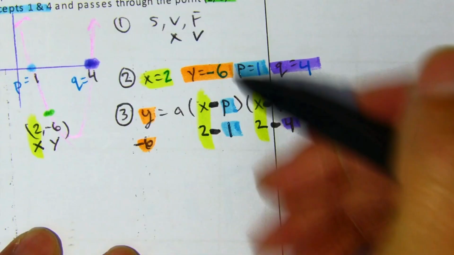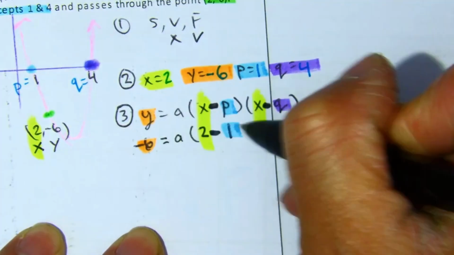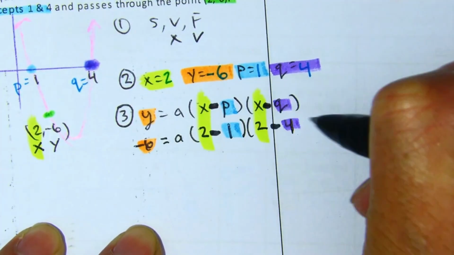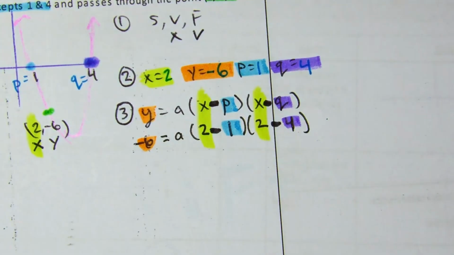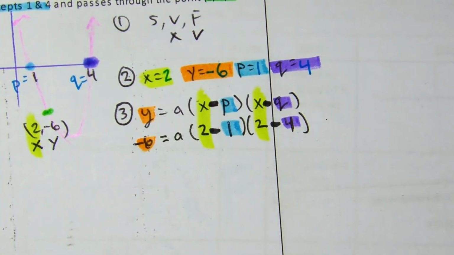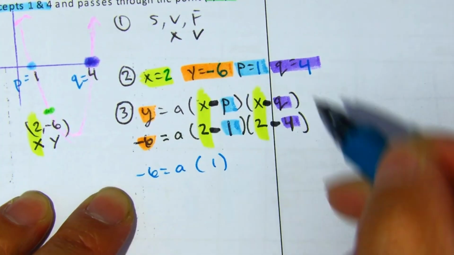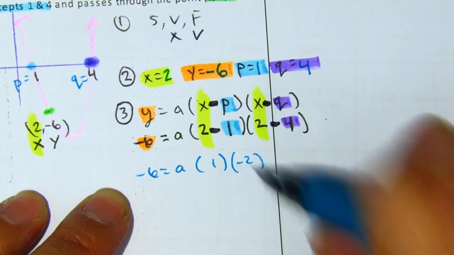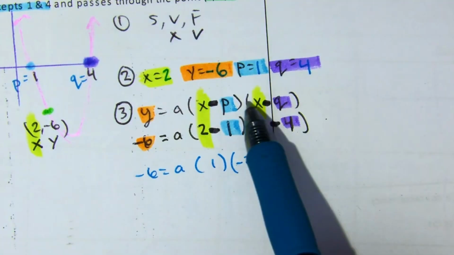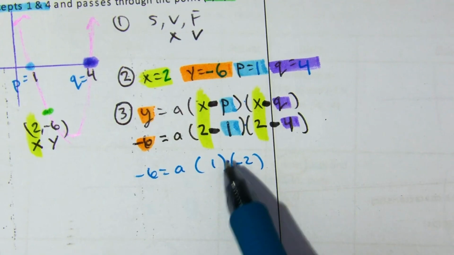Okay, let's go back and write all the other symbols. Equals, A, parentheses, parentheses, parentheses, parentheses. Let's solve for A. Class, 2 minus 1 and 2 minus 4. You have one math operation, so let's go ahead and multiply.